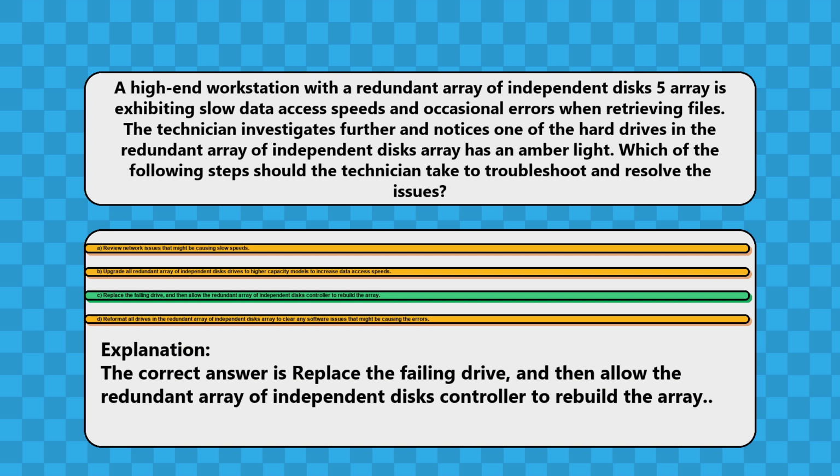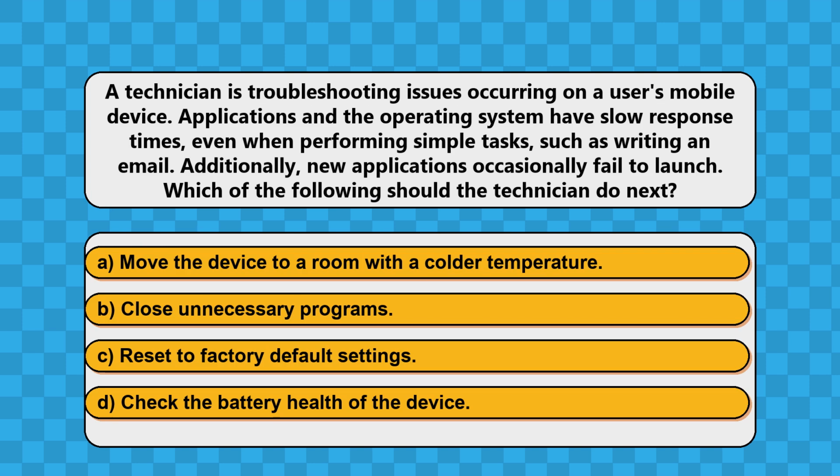Question 49. A technician is troubleshooting issues occurring on a user's mobile device. Applications and the operating system have slow response times, even when performing simple tasks, such as writing an email. Additionally, new applications occasionally fail to launch. Which of the following should the technician do next?